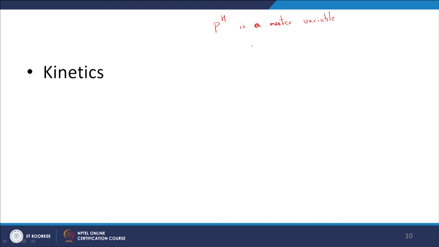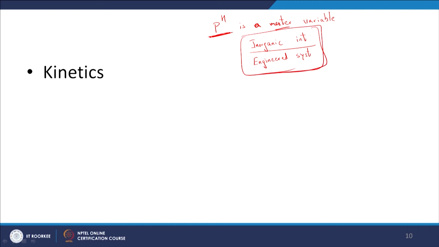It means that in the context of almost all inorganic interactions, or most other systems or engineered systems, pH is a key variable, or the master variable, especially with respect to inorganic interactions and most of our engineered systems. pH or the relevant acid base reactions are going to be the key. So, right, and now we are going to talk about kinetics in the context of acid base.